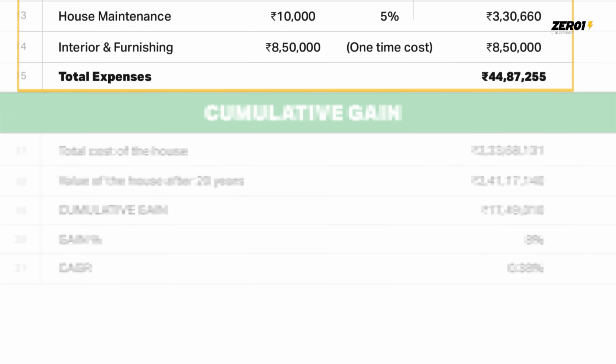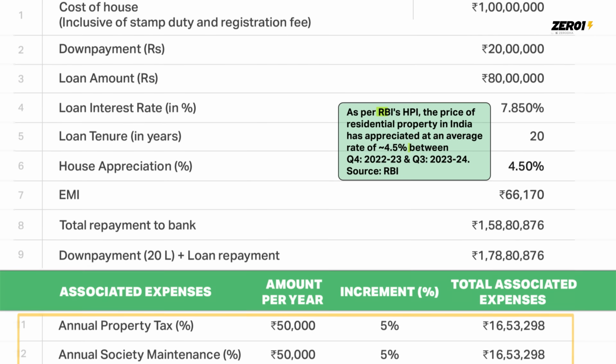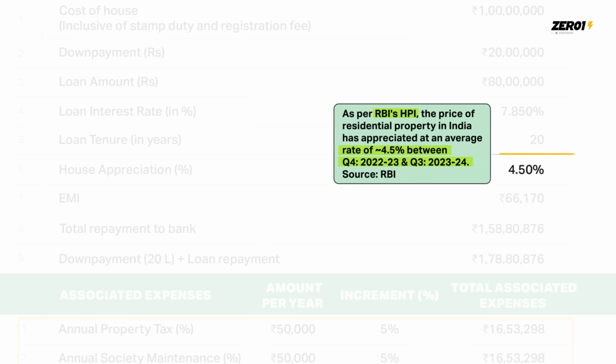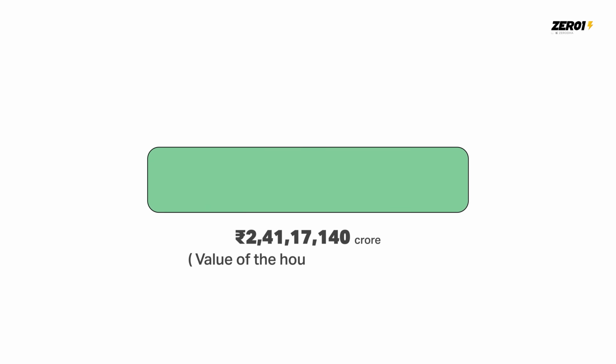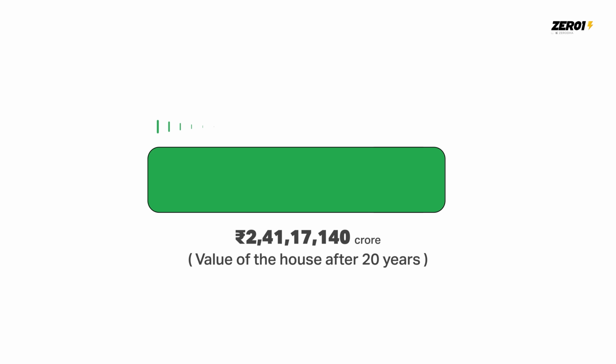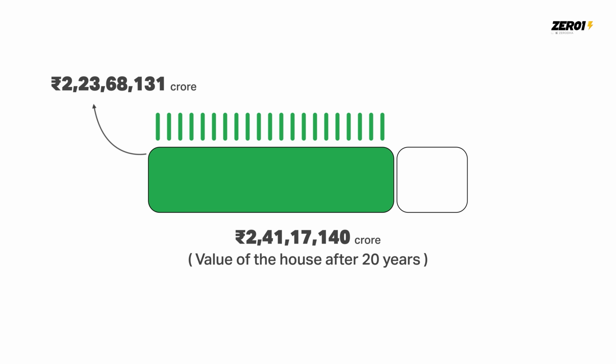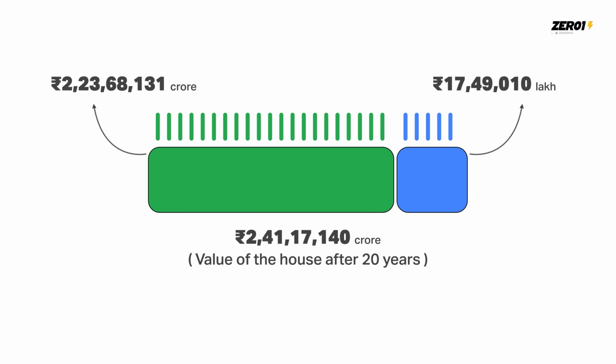Now, how much money did we make on the flat? Because this is an Excel model, we used the RBI index to figure out the average cost of these homes and how much they are going up. Between 2023 and 24, the average was 4.5%, which means the total value of the house is 2.41 crores and we calculated the actual cost, which is 2.23 crores, which means the gain is about 17.5 lakhs.